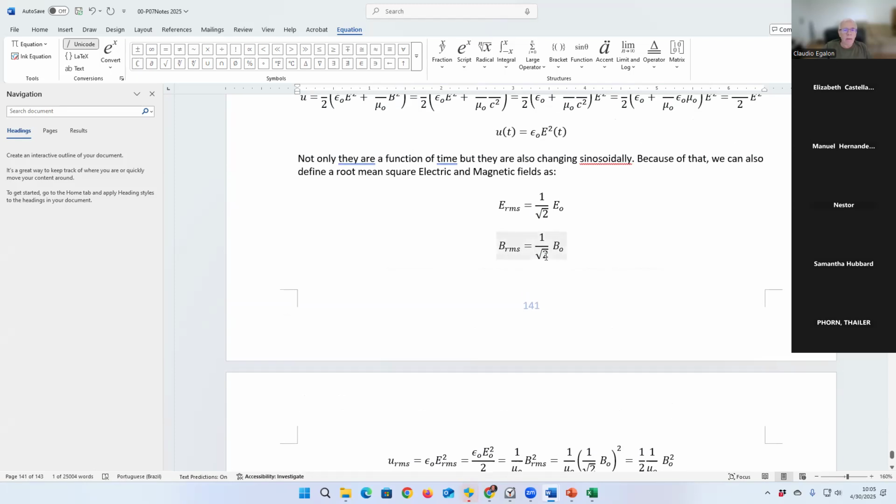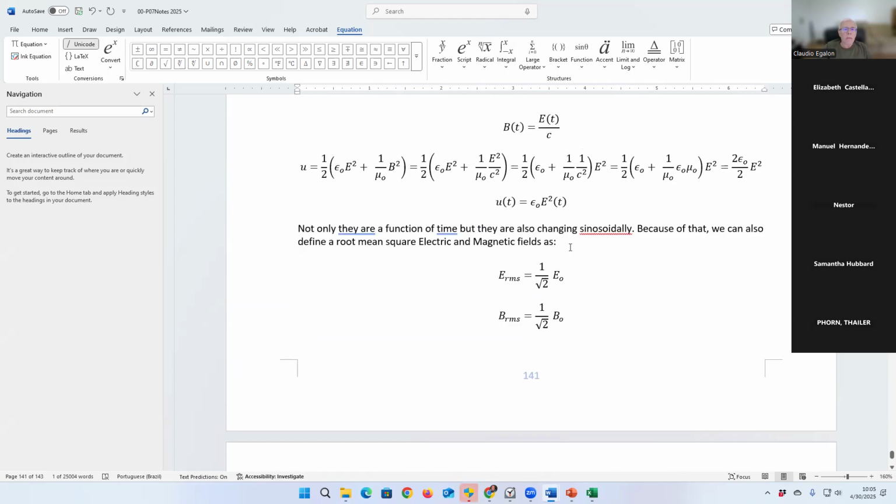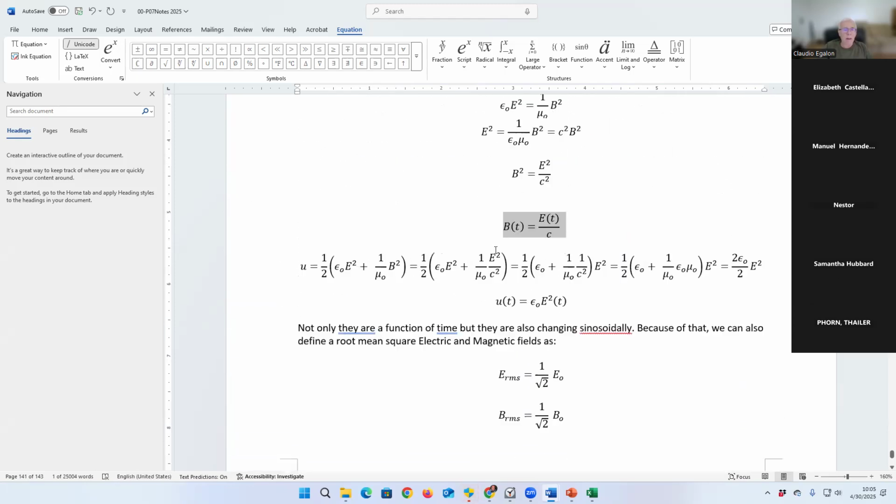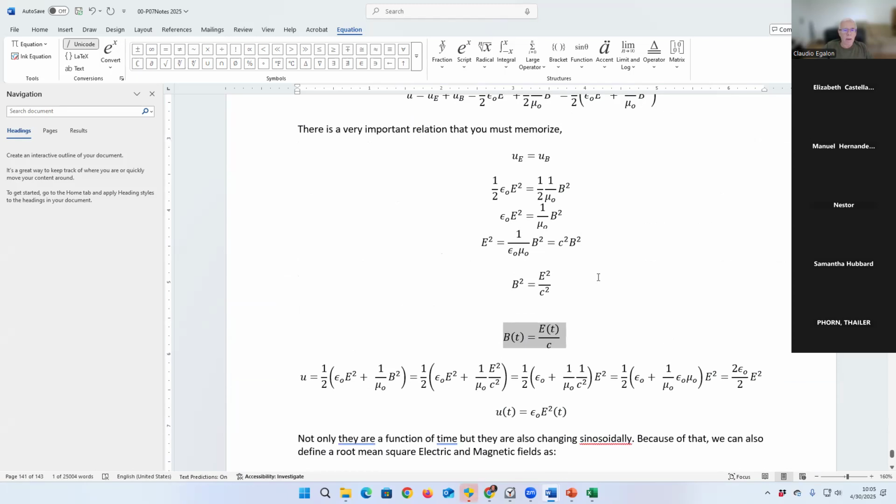Let's take a look. Okay, right in here. Here you go. That's the relationship between E and B. We didn't derive this relationship. We cannot derive that because the mathematical level of this course doesn't allow us to do that.